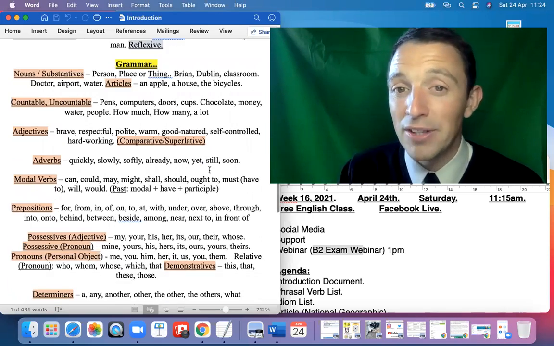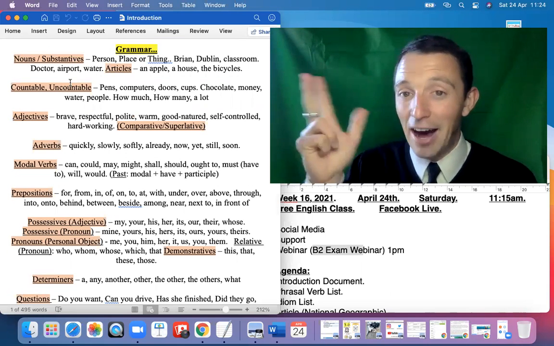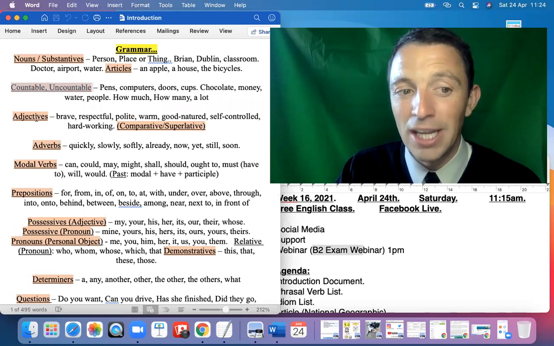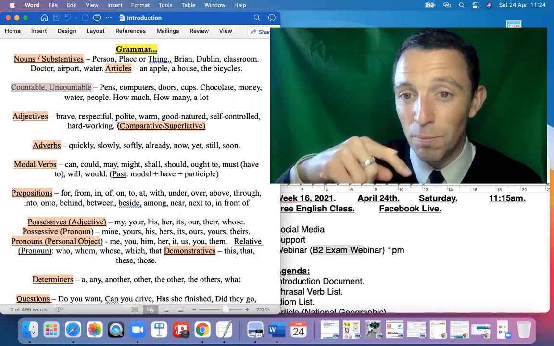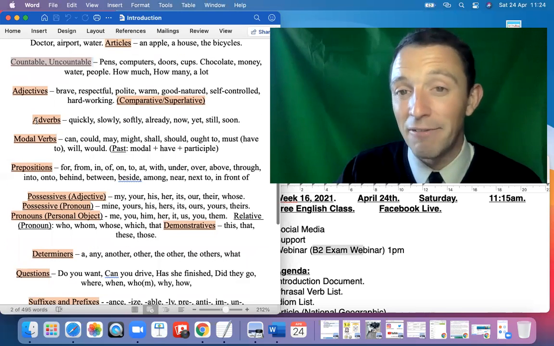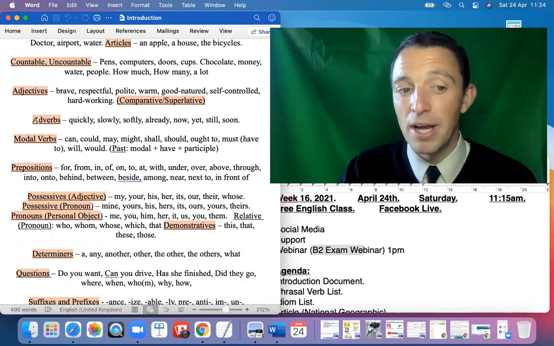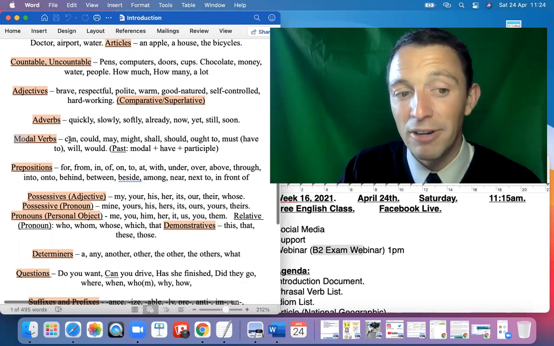Grammar, other grammar topics that are very, very important. For example, the noun, the article, the concept of countable and uncountable, the concept of the adjective. The function is to describe the noun. Also, the idea of the comparative and the superlative is very important for accuracy and precision. Also, adverbs, the function is to describe the verb. Modal verbs are a very big category. You can see the list here of the modal verbs.